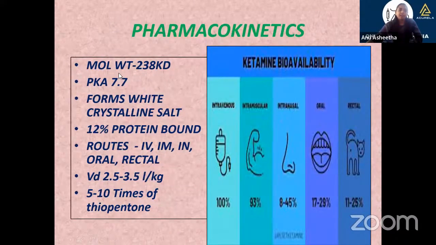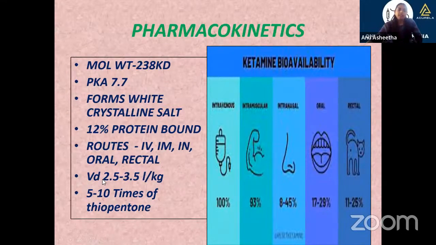Now, pharmacokinetics: the molecular weight is 238 daltons, pKa 7.7, and it forms a white crystalline salt. So it is given either by intravenous, intramuscular, intranasal, oral or rectal route. The oral route has very low bioavailability due to first pass metabolism by the liver. Intravenous 100% bioavailability is guaranteed, and oral is 12%. Their protein binding is very limited, and free drug is more available.